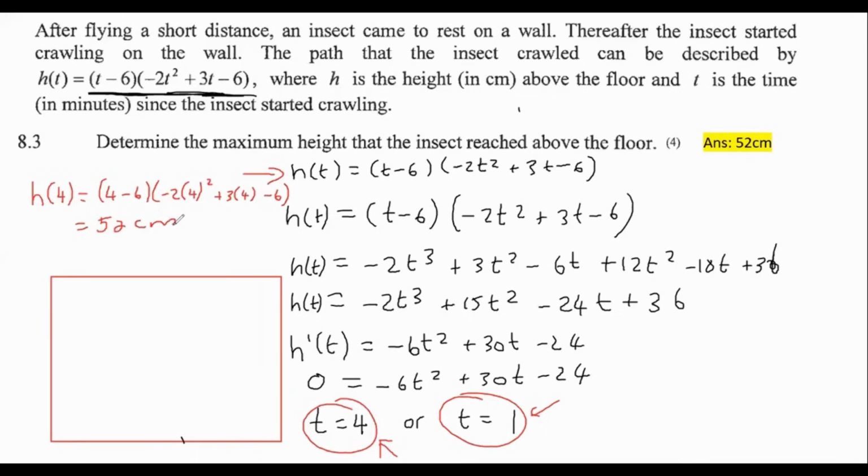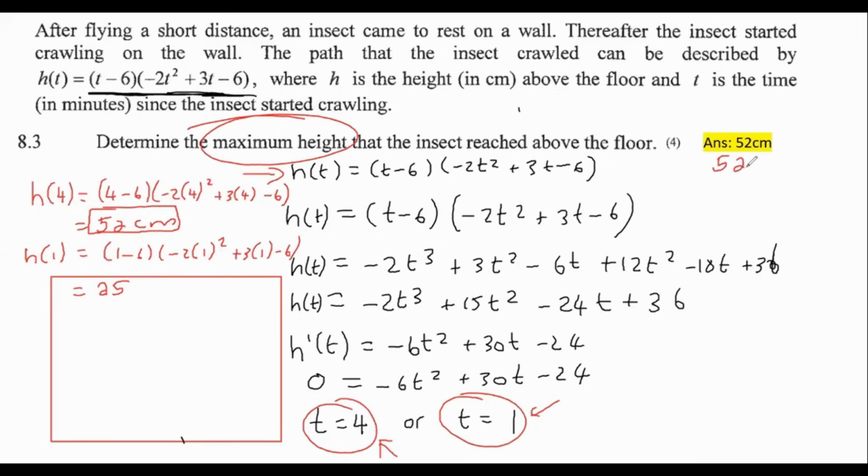That might be the answer, but we need to check the other one as well. So I need to plug in the 1 as well. And that's going to give us 1 minus 6 minus 2 times 1 squared plus 3 times 1 minus 6. And so that's going to give us 25. Aha. So they said find the maximum height. And so the maximum height would be the 52 centimeters. That must be the maximum height.